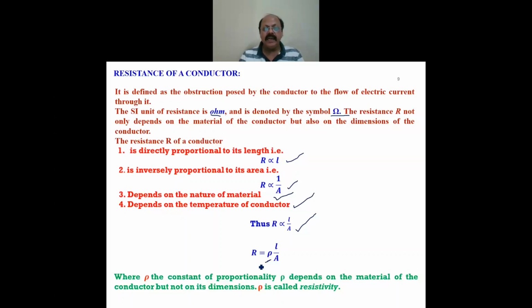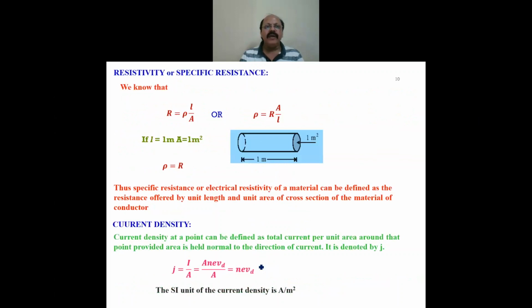You understand here, this resistivity or the specific resistance does not depend on dimensions of the conductor. It only depends on nature of material of the conductor and temperature of the conductor. So here now we define resistivity or specific resistance.